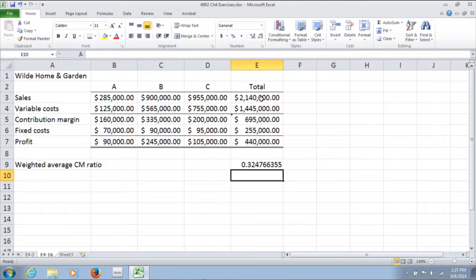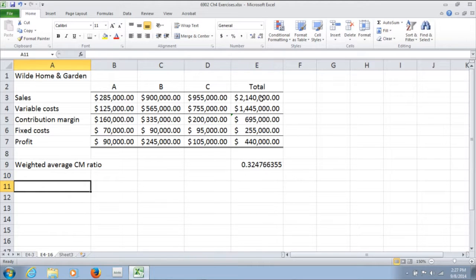0.324766. Think about that as a percentage. The CM ratio is a percentage of sales. I know in the text it asks you to round the numbers. That's really not necessary here. In fact, there could be times where that could be misleading if we round too early. So it's probably good practice not to round at this point.